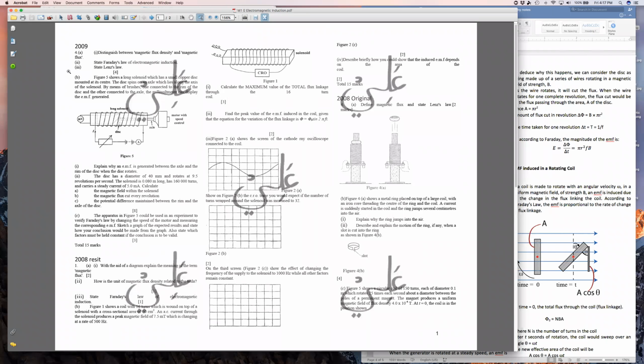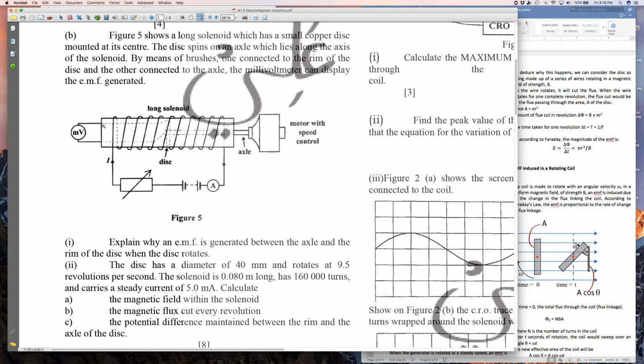All right, so the question says figure 5 shows a long solenoid. So again, this solenoid is wound. This is a cylindrical solenoid, and you basically have a current being supplied. You can vary the current, but a current is supplied to flow in the solenoid. Now, from what we know, a current flowing in the solenoid creates a magnetic field. Let me just annotate.